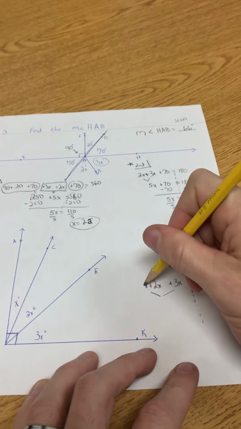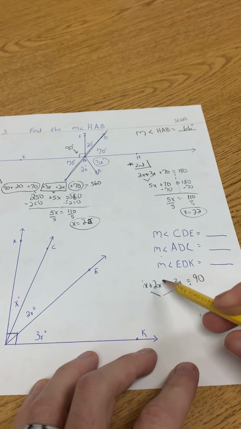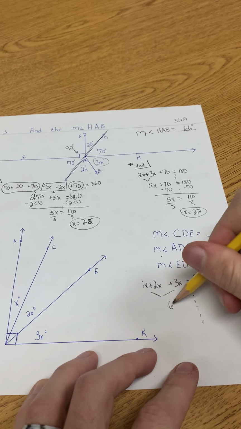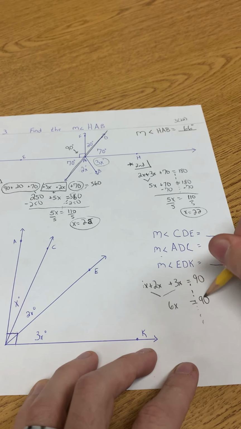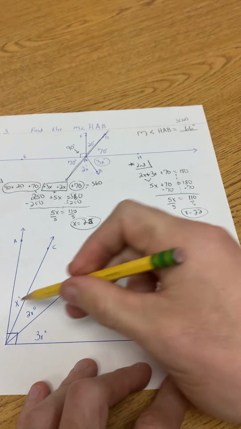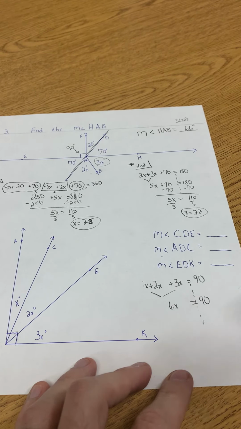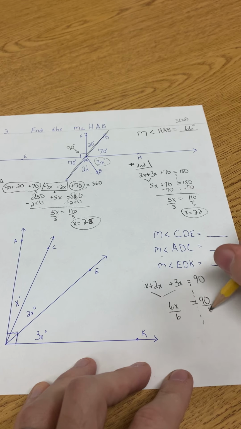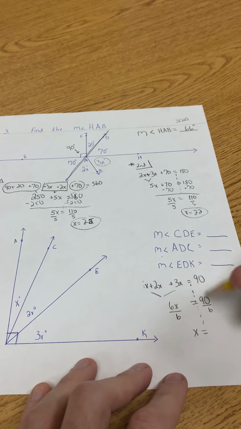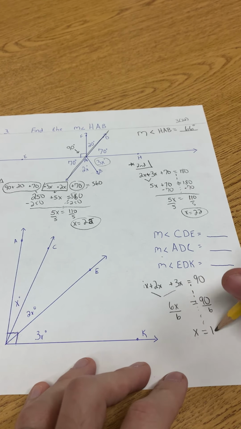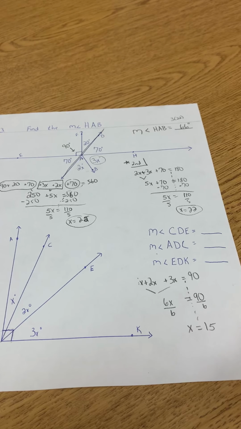Combine your like terms. We know this x really is 1x. So 1 plus 2 is 3, plus 3 is 6. So I have 6x equaling 90. If you're wondering again, why does it equal 90? Because these are a right angle. All of those are a right angle. Divide by 6. X equals, goes in once, leaves me with 15, I hope. Let's double check 6 times 15. Should be 90. Woo-hoo! Love when I'm right.